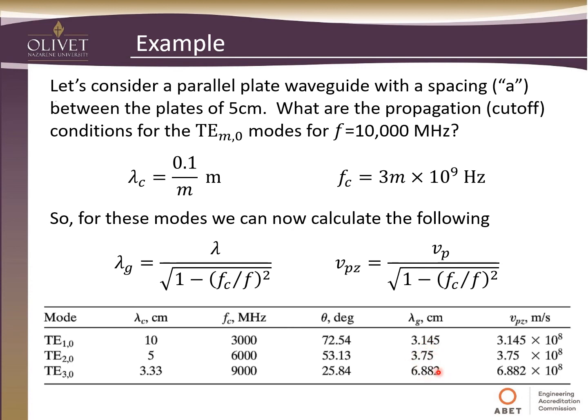So you can see as we go up in modes, our wavelength increases, and there's a pretty big jump from the second mode to the third mode. Likewise, our phase velocity, you can see that it goes up as well as we go up in modes. So, an interesting example here of how waves propagate down a waveguide.